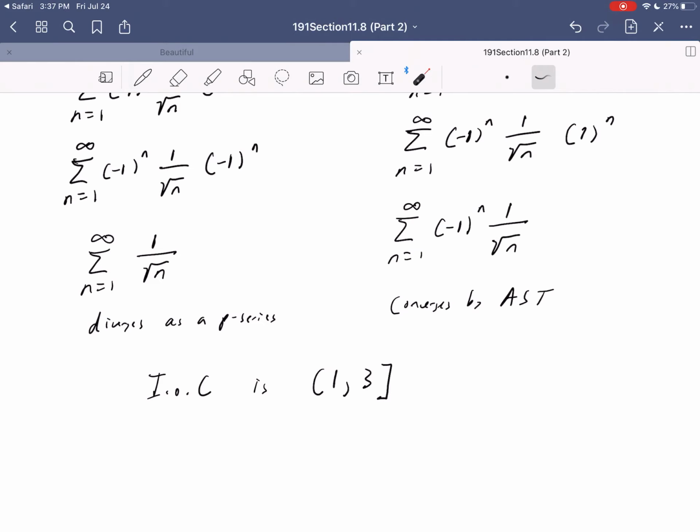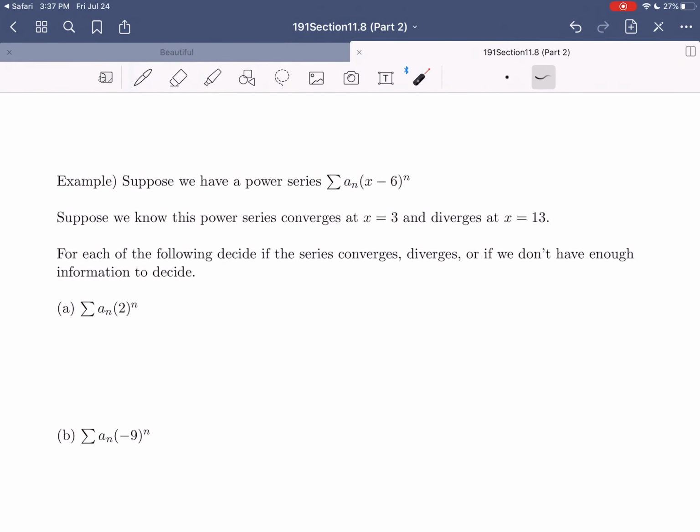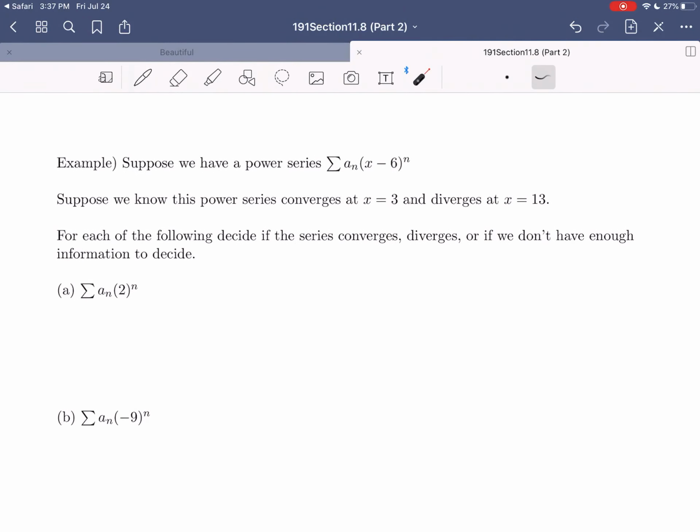This next one is a bit more theoretical, but it really helps strengthen your understanding of radius of convergence. So let's take a look at it. We're going to suppose we have a power series, the sum of a sub n times x minus 6 to the n. Notice that we're not being told what those a sub n's look like. We just know that that's the form of our power series. We're also going to suppose that the power series converges at x equals 3 and diverges at x equals 13.